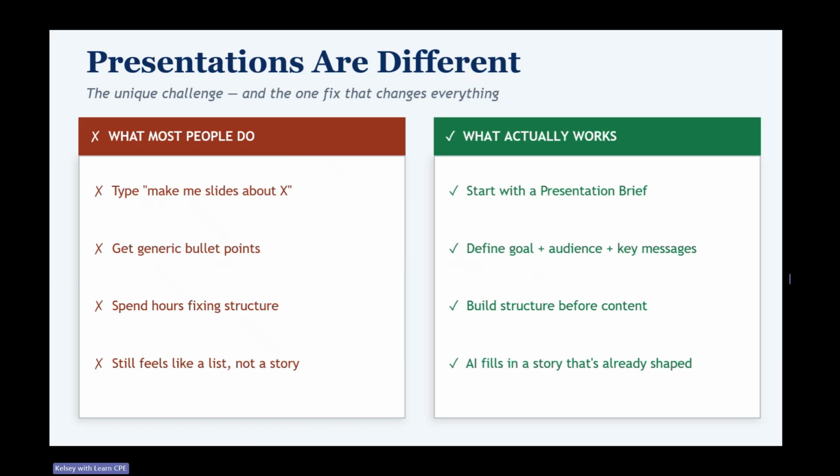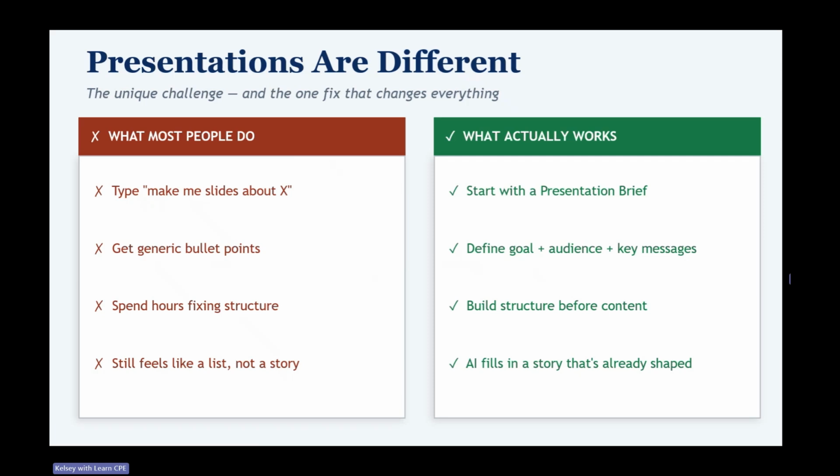That means AI needs more upfront context than for writing or analysis. The biggest mistake people make is typing, "Make me a presentation about our Q3 results," and hoping for something useful. What you get is some generic bullet points. What you need is a structured brief that gives AI the goal, the audience, the key messages, and the desired outcome. And once you have that, AI becomes extraordinarily useful.